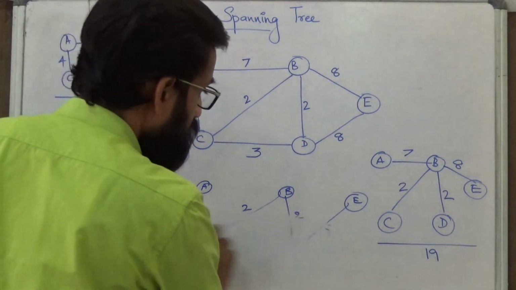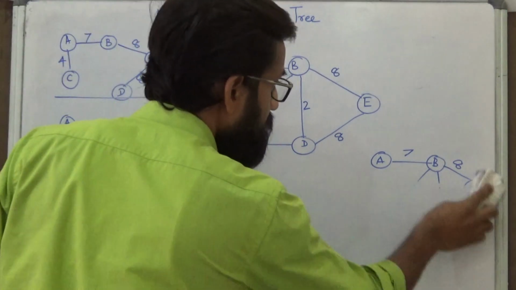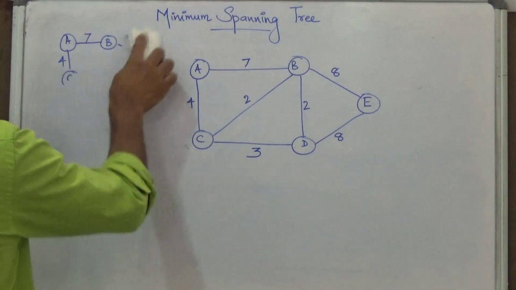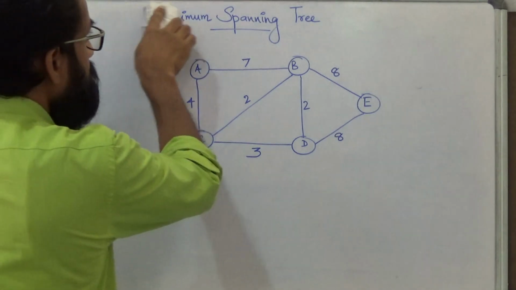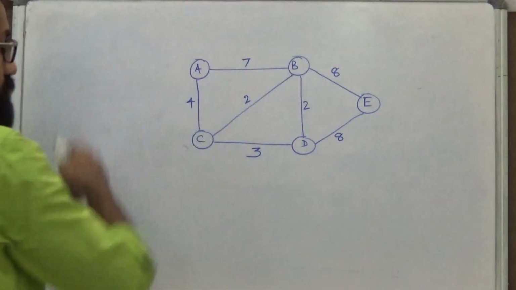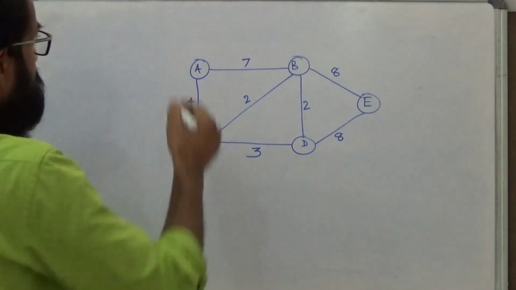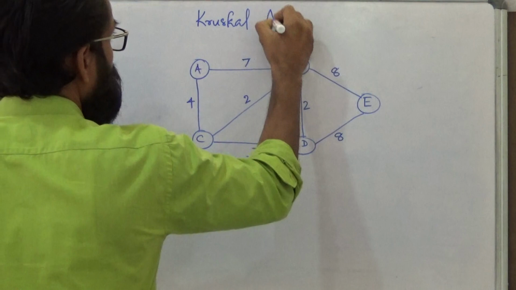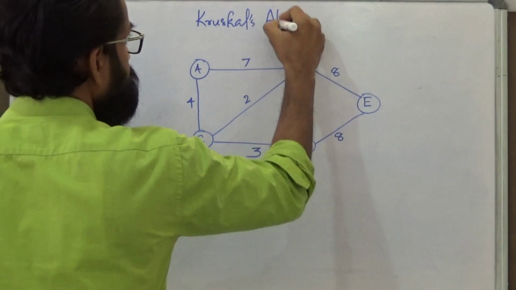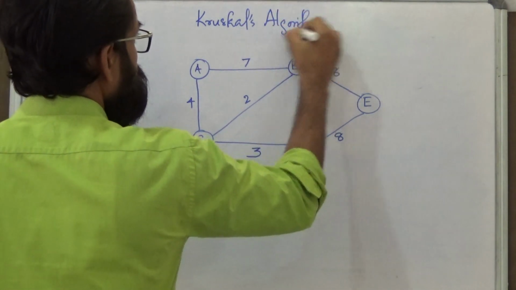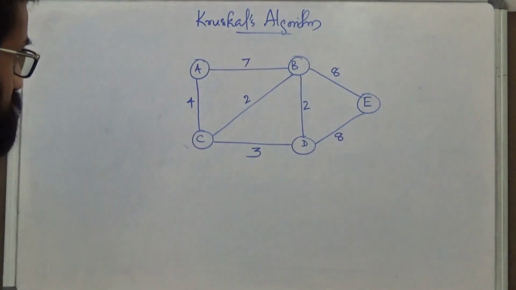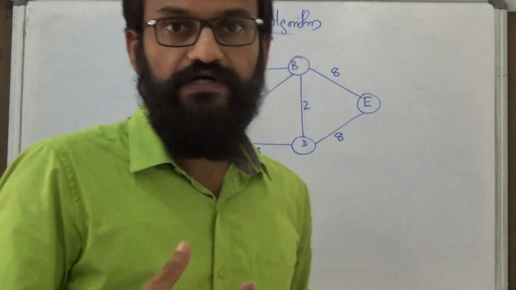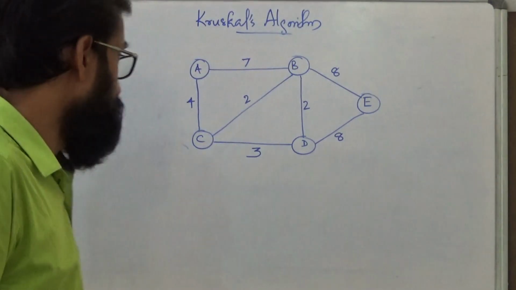Now there are two classical algorithms that compute or determine the minimum spanning tree. One is Kruskal's algorithm and the other is Prim's algorithm. So this lecture deals with Kruskal's algorithm. Let me illustrate the working of Kruskal's algorithm using this example.